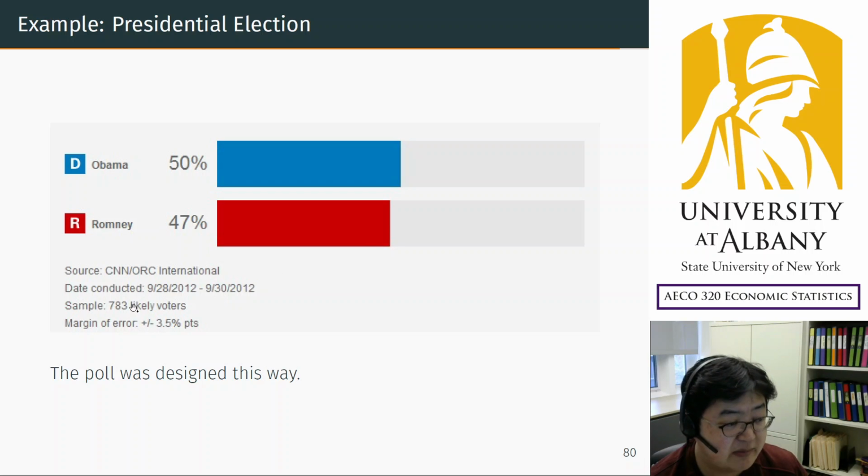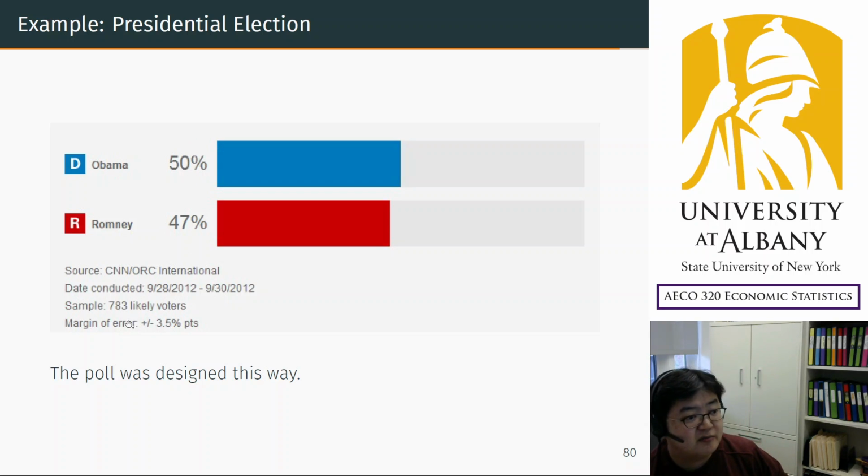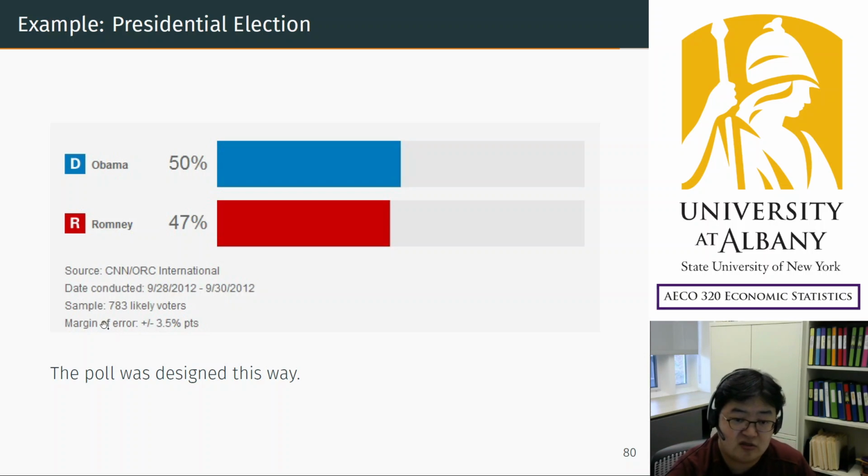783 is the sample size. So I guess there are some kind of rounding errors. So there is a rounding error somewhere. So exactly, I replicated how this survey was designed. The survey was designed intentionally to make the margin of error 3.5 percentage points. So the sample size was designed to be 783, right? So you see how exactly the theory is applied in this case.